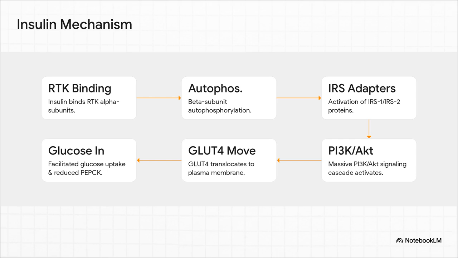Step 4, these proteins then trigger the PI3K/AKT signaling cascade. Step 5, the direct physical consequence of this whole cascade is that GLUT4 transporters translocate right to the plasma membrane. Step 6, once at the membrane, they allow facilitated glucose uptake. And simultaneously, this exact same cascade suppresses gluconeogenesis in the liver by reducing PEPCK.